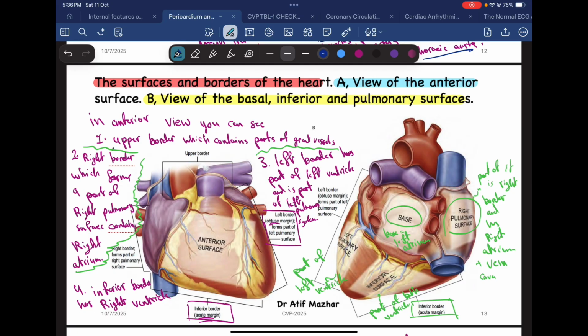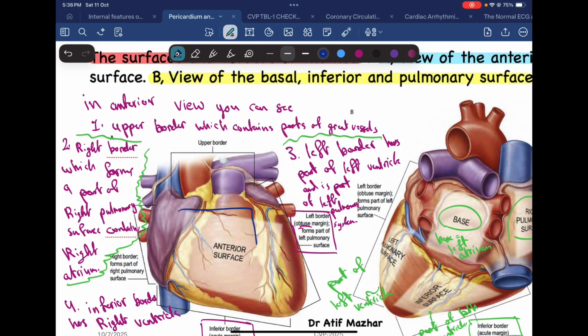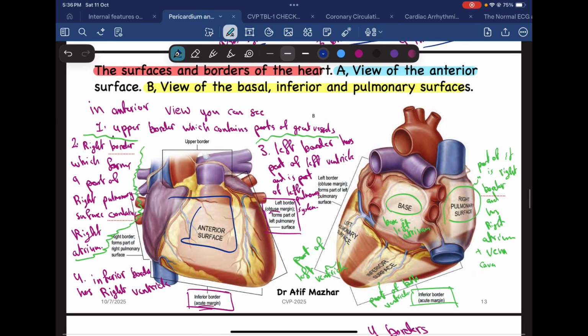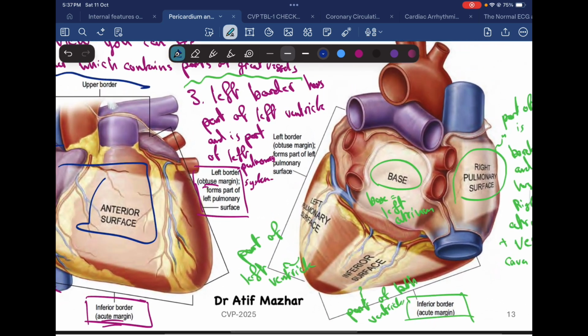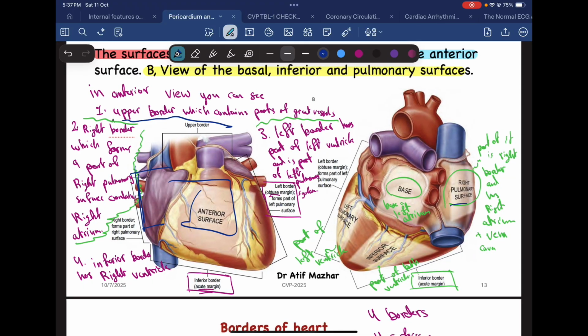You have four borders and four surfaces. Now let's talk about the anterior view. This is the anterior view. You find the anterior surface. Actually, you have five surfaces, including anterior. You have the upper border, which contains parts of the great vessels. The right border over here forms a part of the pulmonary surface, which you can see right here, the right pulmonary surface. It forms a part of it, and it contains the right atrium.